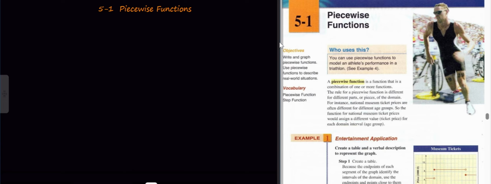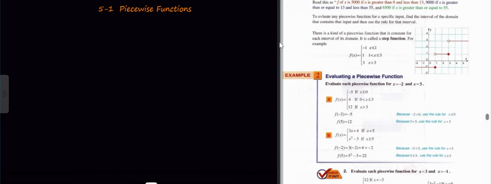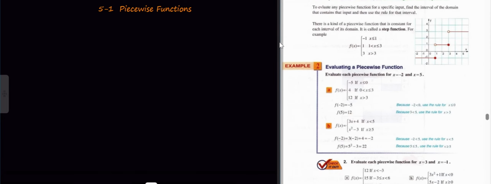A piecewise function is a function that is a combination of one or more functions. For example, here you go to example 2. For example, we have a piecewise function like this. This is a piecewise function. We have more than one function, so we call it a piecewise function.